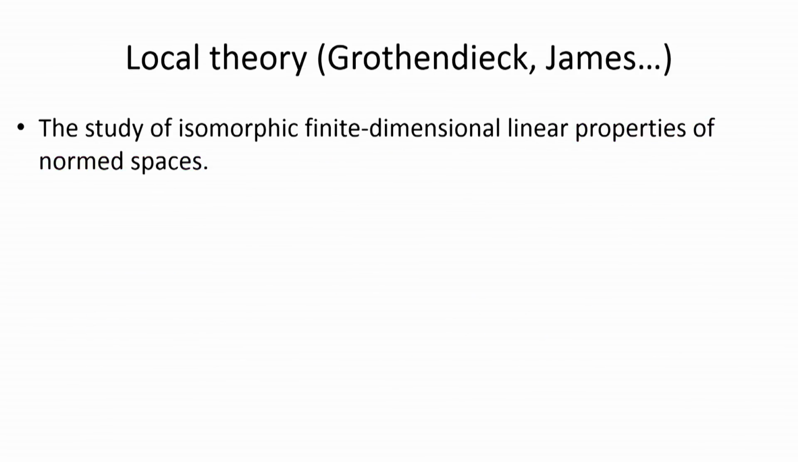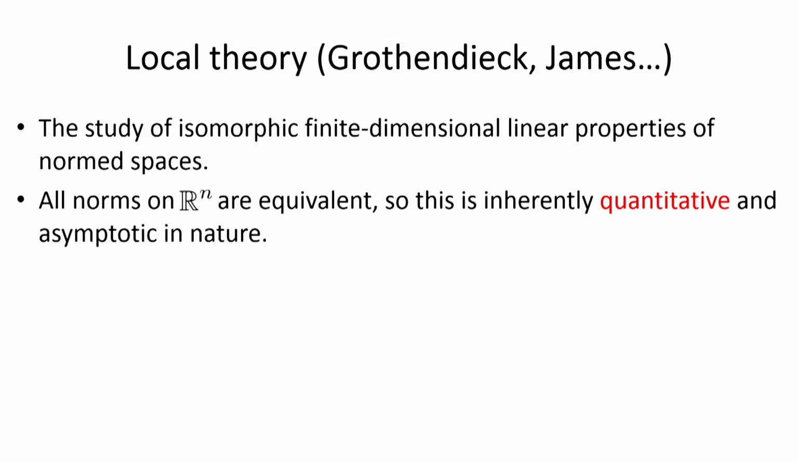So the local theory of Banach spaces, which really has its origins in Grothendieck's work, where he gave very fundamental definitions and vision and theorems, but the formal notion of the local theory of Banach spaces was due to Robert James. So this is the study of isomorphic finite dimensional linear properties of normed spaces. Because all the norms on R^n are equivalent, this is inherently a quantitative theory. This is about bounds and estimates. If all the norms are the same, you're going to discover differences by measuring things.